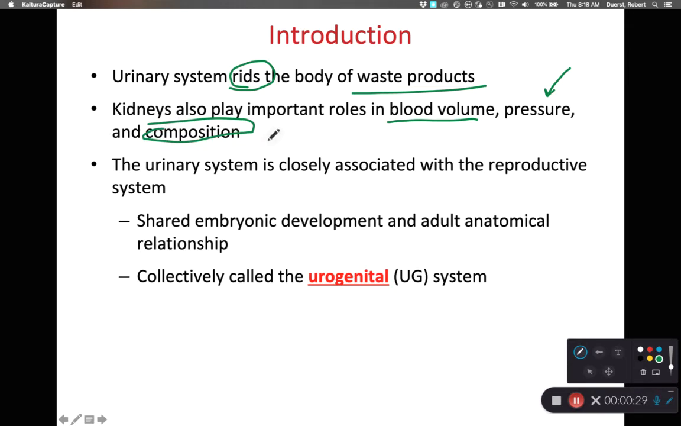oxygen concentrations. As our urinary system is very closely associated with the reproductive systems, a lot of times we refer to them as the urogenital systems. Particularly in males, there's a lot of shared anatomical structures between the urinary system and the reproductive system, but there are also a few shared structures in female anatomy as well.